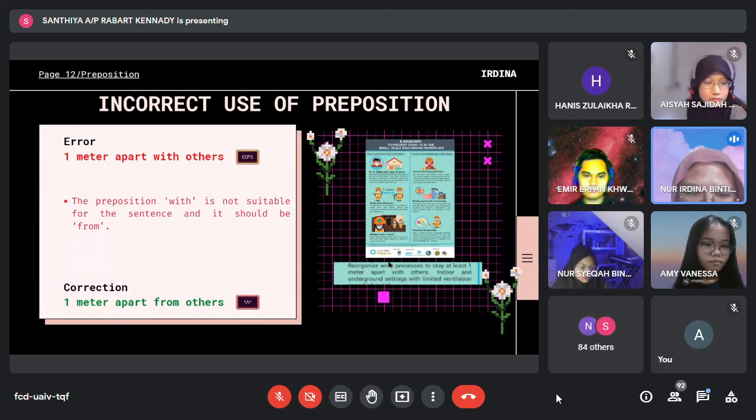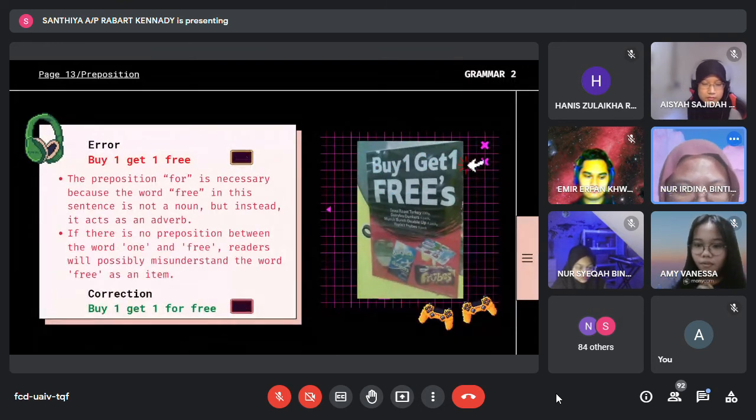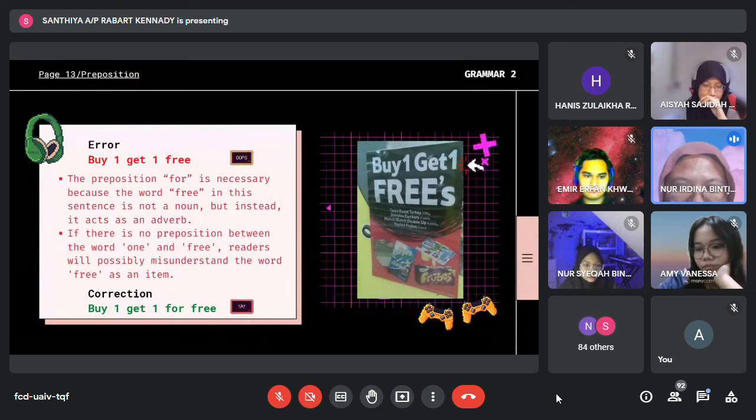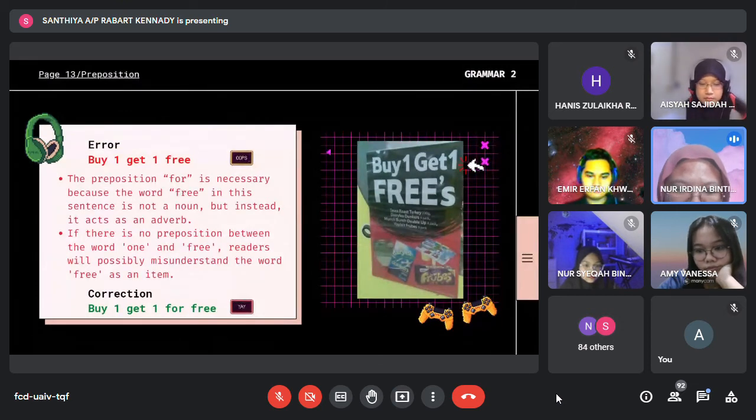The next preposition error is "buy one, get one free." We should say it as "buy one, get one for free." Why? Because the preposition for is necessary because the word free in the sentence is not a noun, but instead it acts as an adverb. If there is no preposition between the word one and free, readers will possibly misunderstand the word free as an item. Next slide.